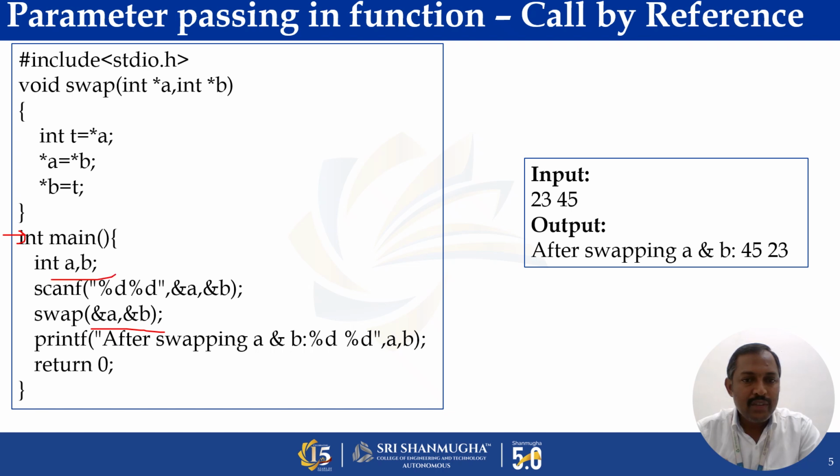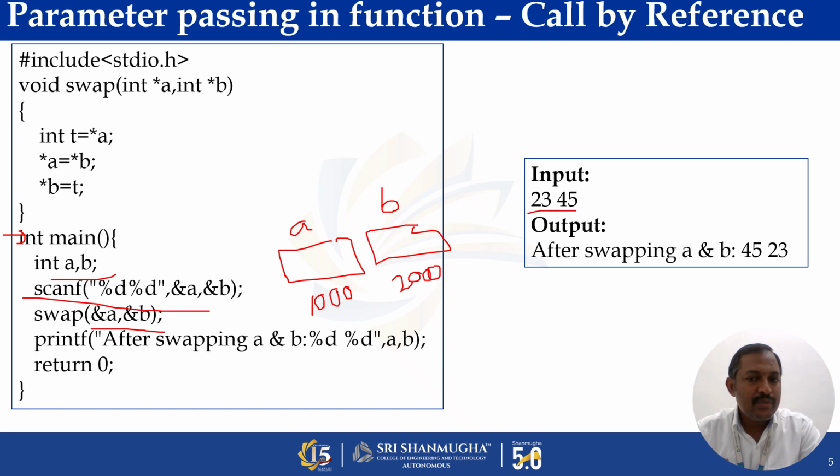We are creating two variables, a, b. Assume the address of a is 1000, the address of b is 2000. For simple understanding, we are assuming these addresses. So there are two variables created in the memory. First, a's address is 1000, b's address is 2000. Next, we get two integer values from the user, 23, 45.